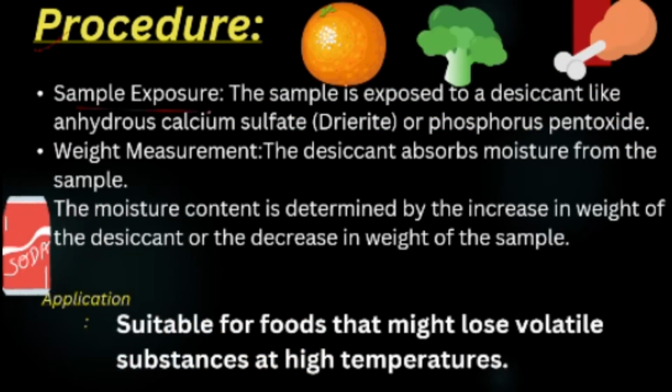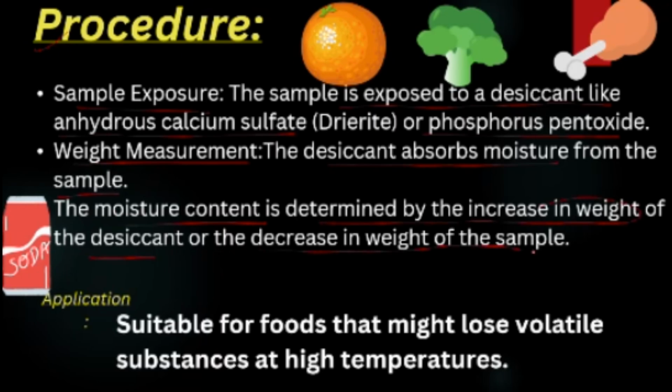Procedure. Sample exposure: the sample is exposed to a desiccant like anhydrous calcium sulfate or phosphorus pentoxide. Weight measurement: the desiccant absorbs moisture from the sample. The moisture content is determined by the increase in the weight of the desiccant or the decrease in the weight of the sample. Chemical desiccation helps in determining the total moisture content of a sample by drying it completely. The sample is placed in a container along with the desiccant that will absorb all the water, ensuring that the sample becomes completely dry for an accurate measurement.